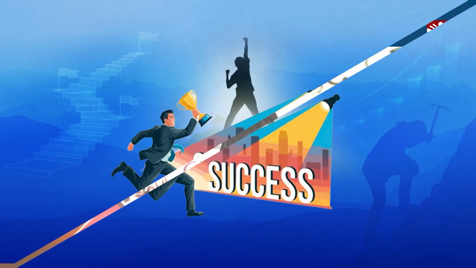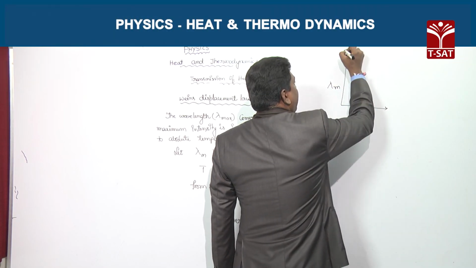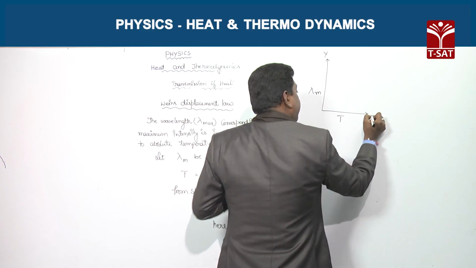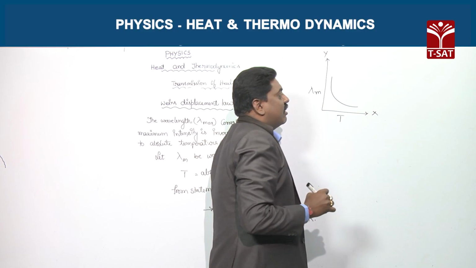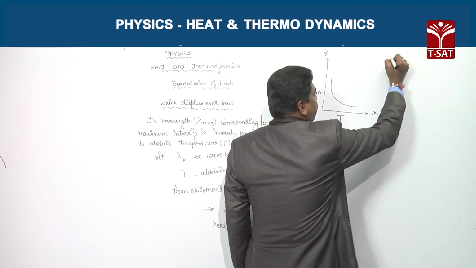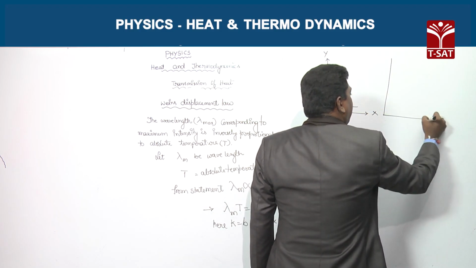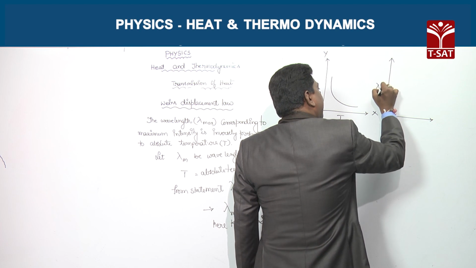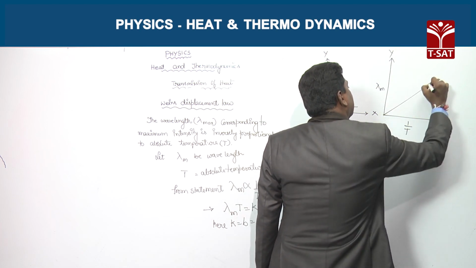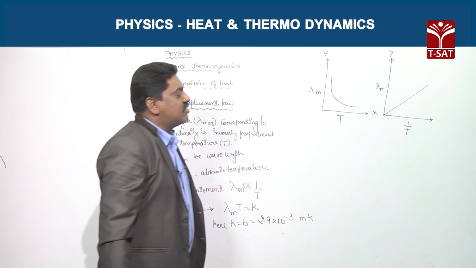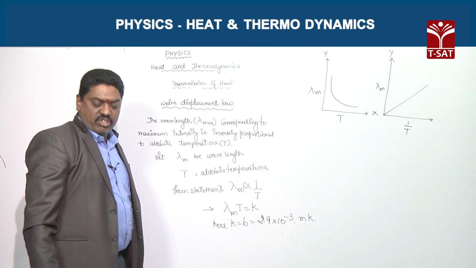A graph is plotted by taking wavelength on y-axis and temperature on x-axis. The obtained graph is a rectangular hyperbola. In a similar manner, another graph is plotted by taking wavelength on y-axis and 1 by T on x-axis. The obtained graph is a straight line passing through the origin.